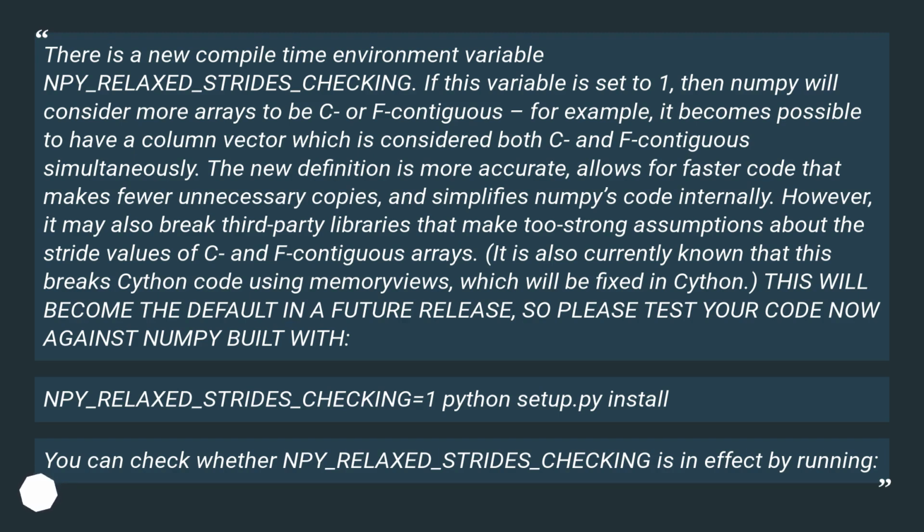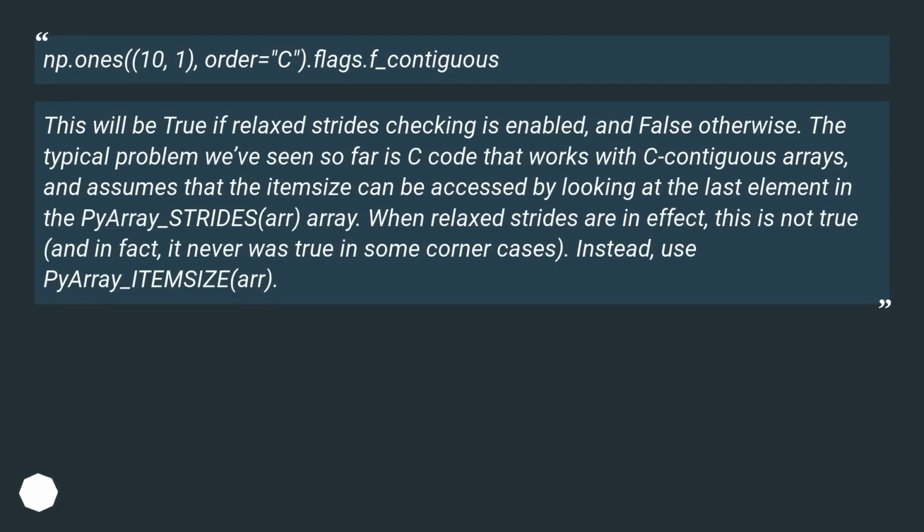You can check whether NPY_RELAXED_STRIDES_CHECKING is in effect by running np.ones((10, 1), order='C').flags.f_contiguous. This will be true if relaxed strides checking is enabled, and false otherwise. The typical problem we've seen so far is C code that works with C contiguous arrays, and assumes that the item size can be accessed by looking at the last element in the PyArray_STRIDES array. When relaxed strides are in effect, this is not true, and in fact, it never was true in some corner cases. Instead, use PyArray_ITEMSIZE.